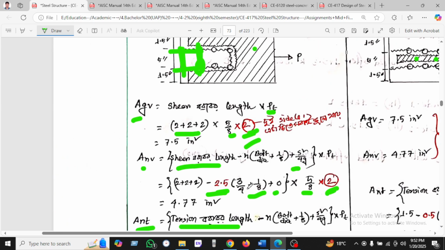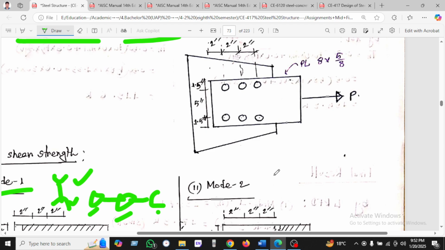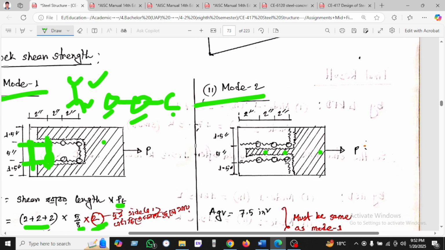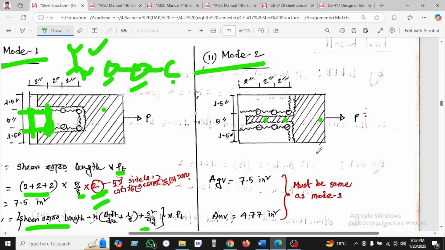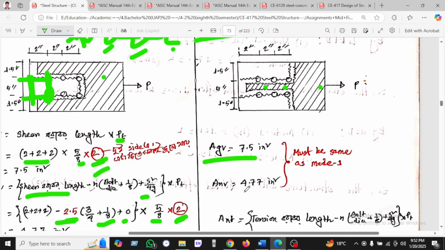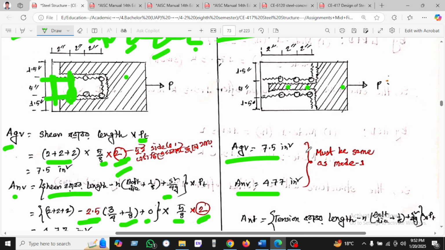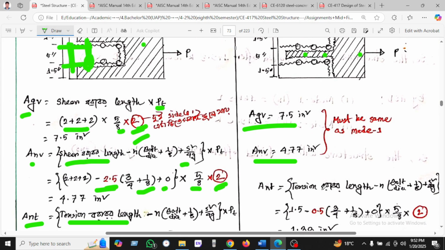So now we'll see the other mode, mode 2. This is mode 2. Why do we call it mode 2? Because we are considering that the plate could fail in this phenomenon. ABG and ANT will remain the same from mode 1 to mode 2, so they must be the same there. That's why we are not calculating again.